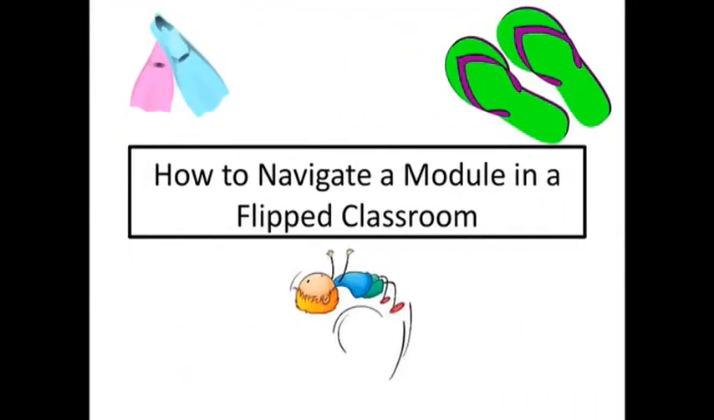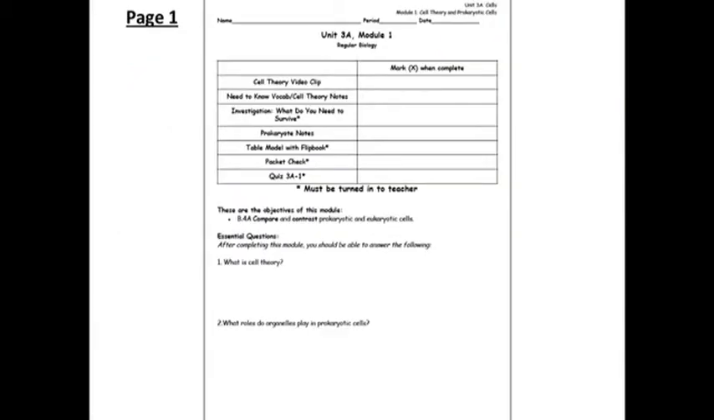Okay, now that you've learned why we're flipping our classroom, we're going to show you how to navigate a module in a flipped classroom. So the students will be getting modules. The units have been divided into separate concepts. So the beginning of a module would look like this page, and it's got a checklist and different things on it that Ms. Knipp is going to explain.